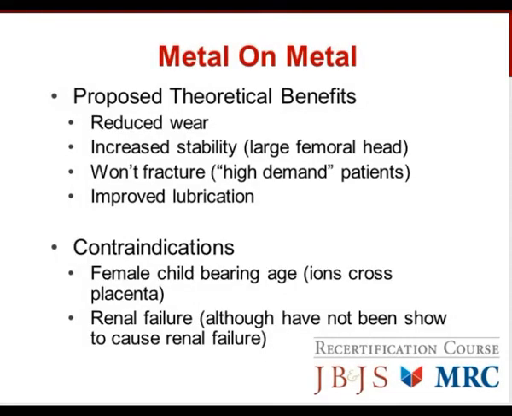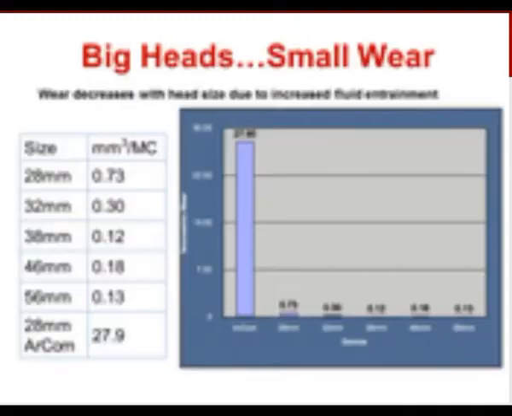I think that this is a commonly tested item at this point in time and has a good chance of showing up on your test. There were a number of proposed theoretical benefits to metal-on-metal total hips: reduced wear, increased stability, inability to fracture, and improved lubrication regimes. The contraindications when we started putting in metal-on-metal hips included females of childbearing age, as the ions do cross the placenta, as well as renal failure.